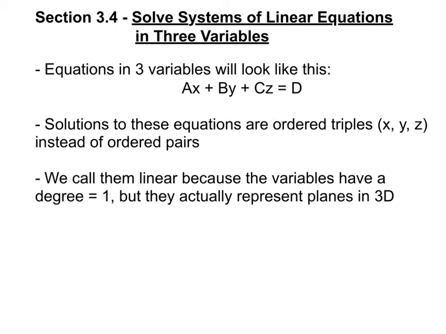So a solution to this equation is not going to be an ordered pair. It's actually going to be what's called an ordered triple, or x, y, and z. Let's underline that. Ordered triples, x, y, z, instead of ordered pairs, because there's three elements to the solution.